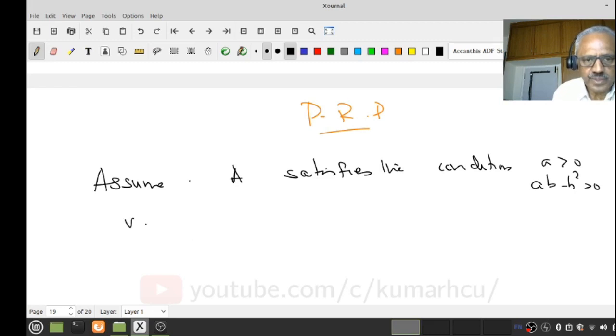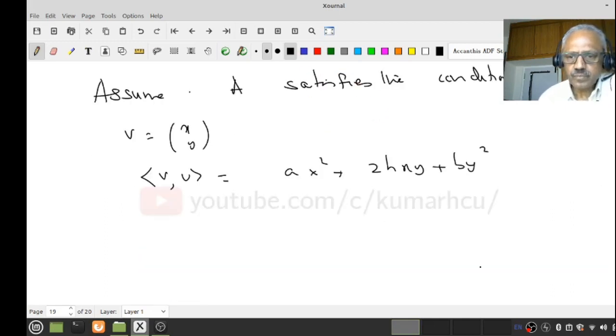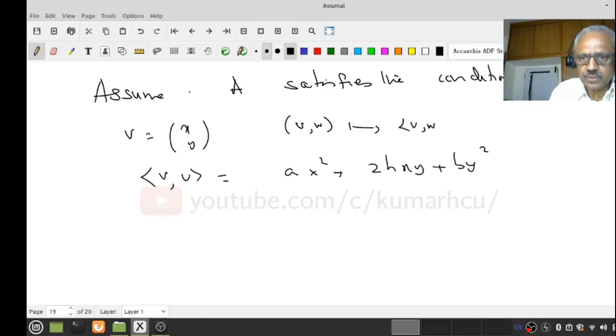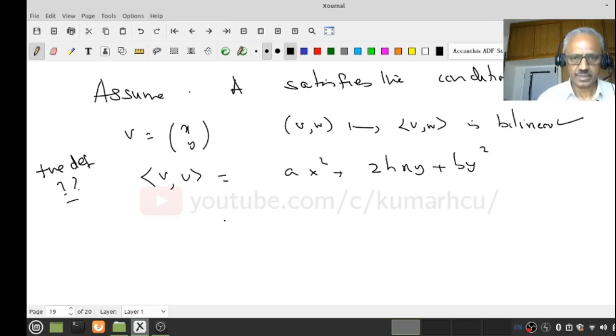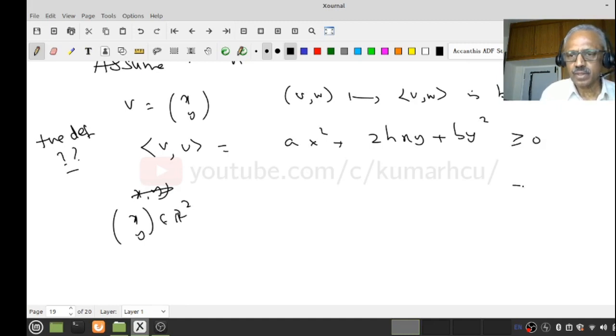Let V equal (X, Y). Then the inner product of V with V according to us is AX squared plus 2HXY plus BY squared. We already know the map (V, W) going to the inner product of V and W is bilinear. Therefore I need only check positive definiteness. So I have to show this is greater than or equal to 0 for every (X, Y) in R2, and equal to 0 if and only if X is 0 and Y is 0.